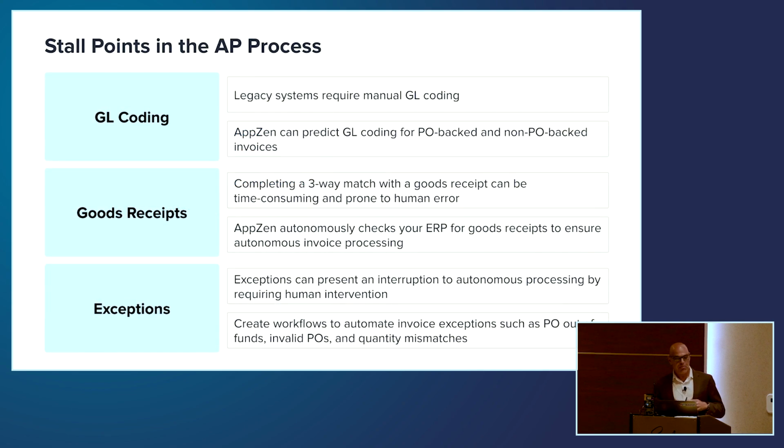All right? So when we think about stall points that occur during AP processing, I put them into two buckets. Things that are related to exceptions and things that are related to accounting, right? So accounting could be GL coding, right? So invoice is extracted, but now you have to code the invoice.